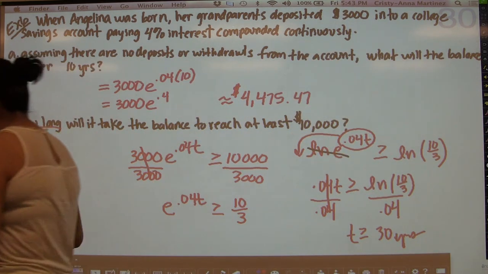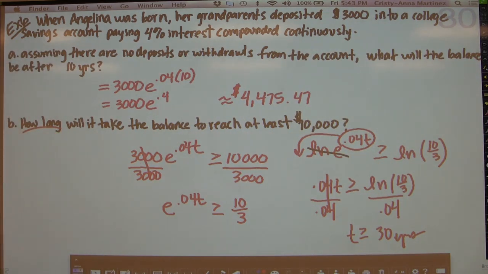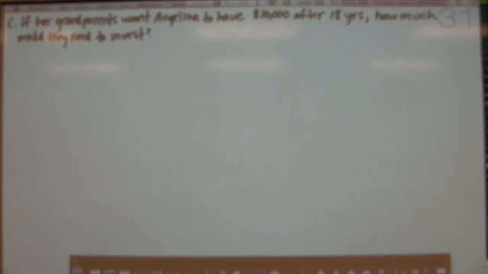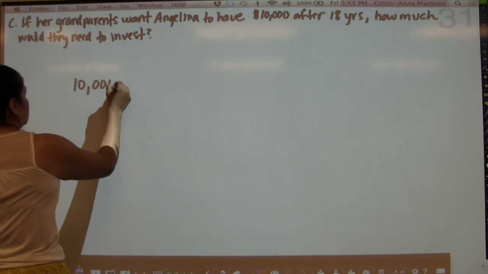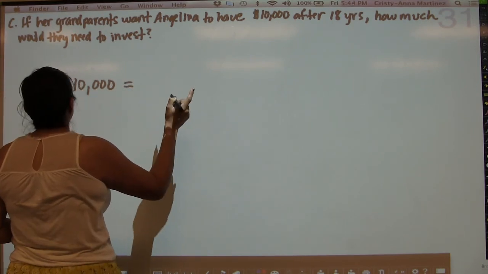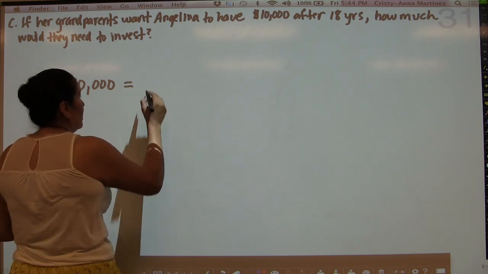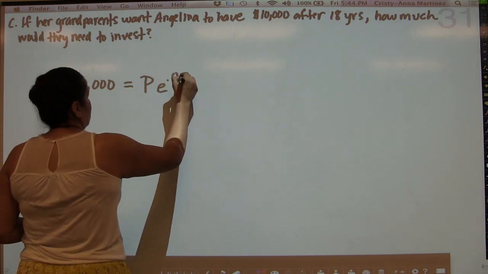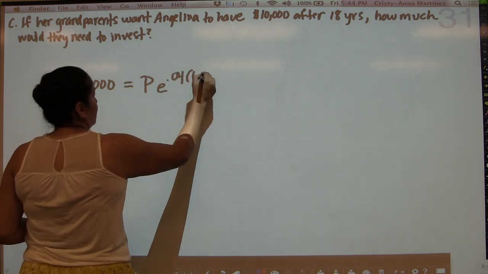Wow, that's a long time. So in about 30 years, she will have at least 10 grand. That's a long time to only have 10 grand. But we're not done because there's a part C. It says, if her grandparents want Angelina to have 10,000 after 18 years, how much would they need to invest? We don't know what the initial amount is, so we're going to call that P. E, the interest rate is still the 4%, and the T is 18.